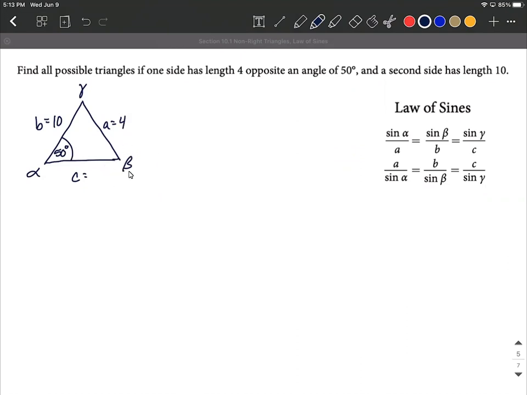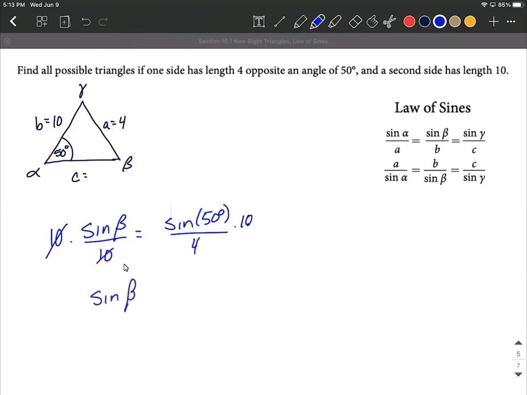So I'm going to set this up as sine of beta over the opposite side length. So in this case, B is going to be 10, equals sine of 50 degrees over the opposite side length 4. Now I'm working on this. I want to isolate the sine of beta next, meaning we want to move the 10 to the other side. So we can move it over there by multiplying both sides by 10.